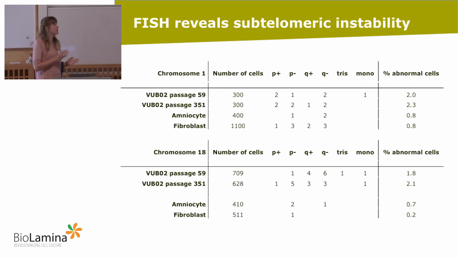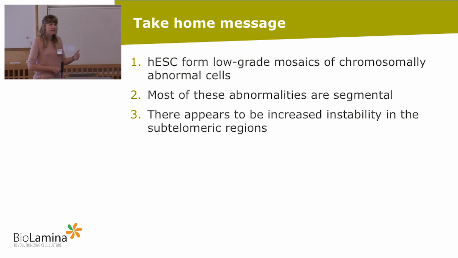Now, the next question Kurt had to answer was how do these abnormalities appear? How do the segmental abnormalities show up in the culture? Chromosome abnormalities you can basically categorize into two types. You have your aneuploidies and you have your structural variations, the segmental gains and losses. Aneuploidies have a completely different mechanism of origin than the segmental gains and losses.